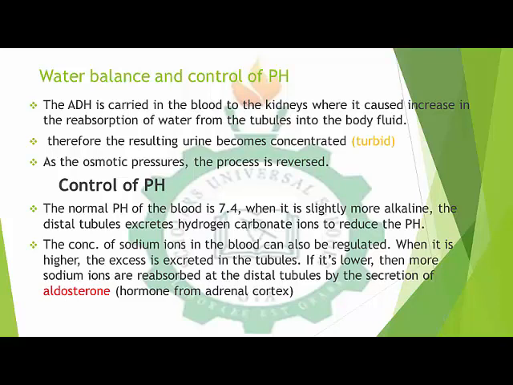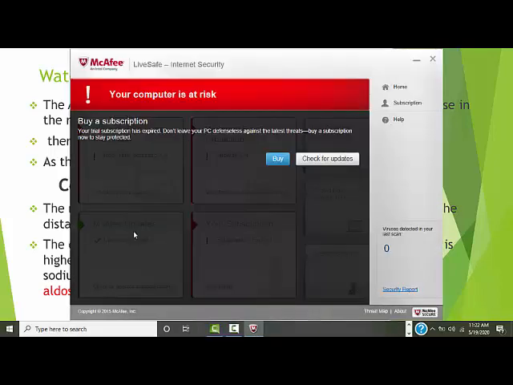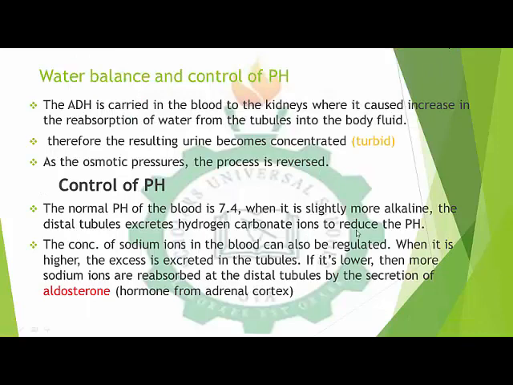By the time maybe the kind of food we eat or the kind of drug we take can increase the alkalinity of blood, when the blood is more alkaline than the required pH, the body will secrete hydrogen carbonate ions to reduce pH. So the concentration of sodium ion in the blood can also be regulated.